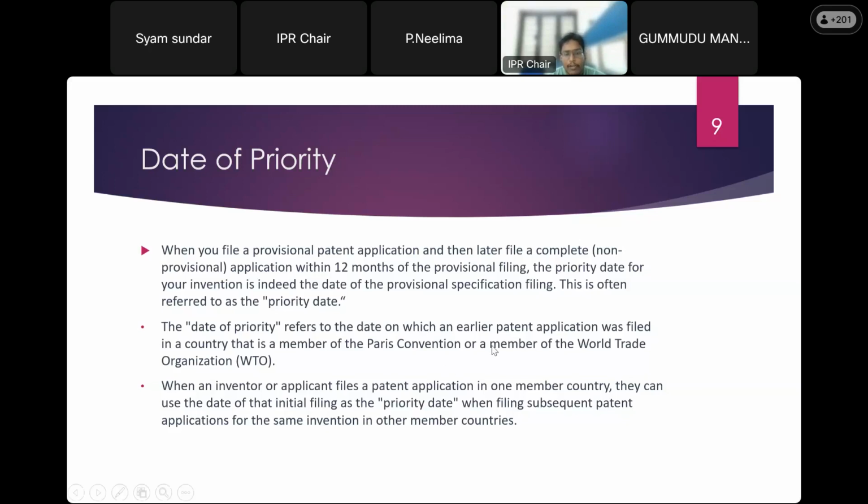So when an inventor or applicant files a patent application in one member country of the Paris Convention or a member of the World Trade Organization... So Paris Convention is something like a treaty that almost all the countries in the world have contracted. So if you want to protect your invention in another country, as soon as you file in India, within 12 months, you try to protect it in other countries. Otherwise, you cannot protect your invention.